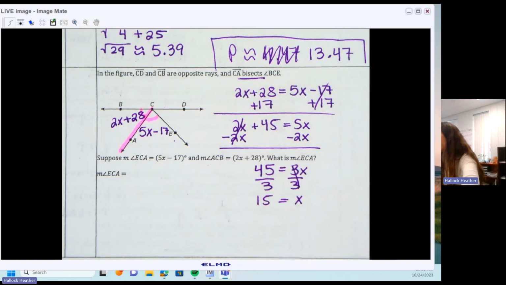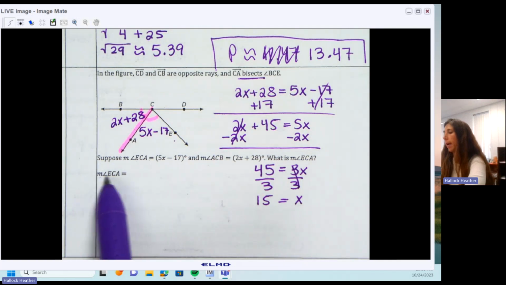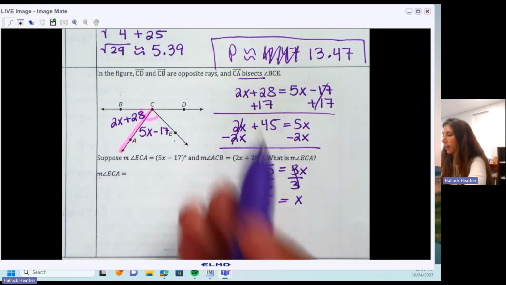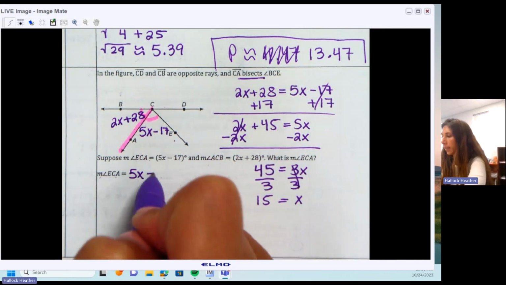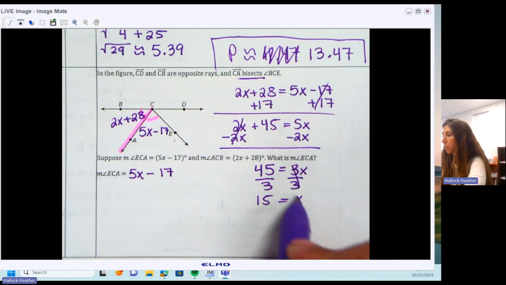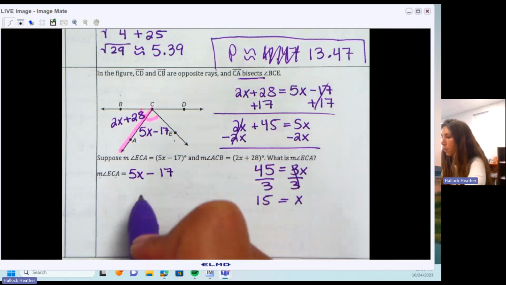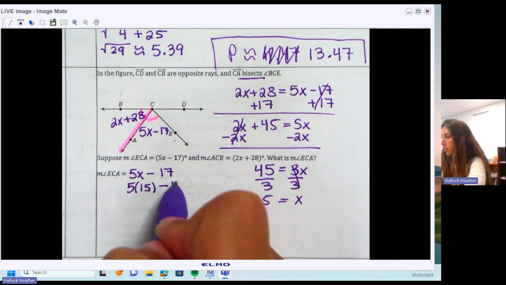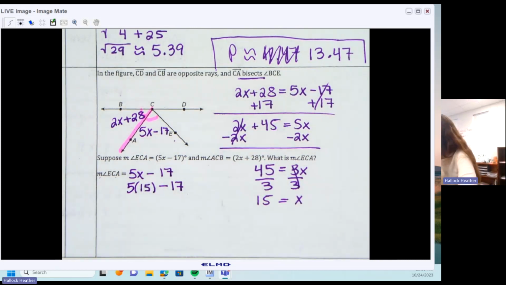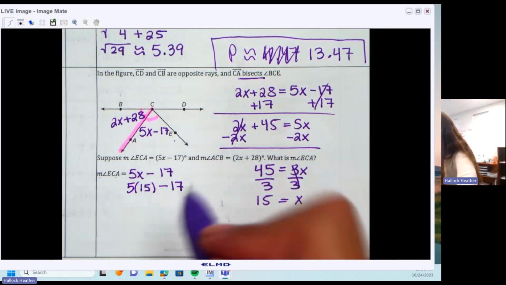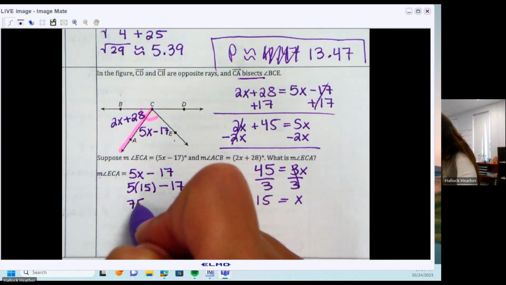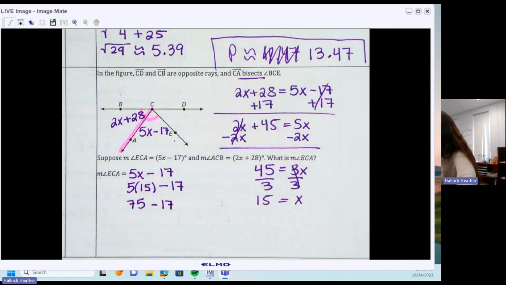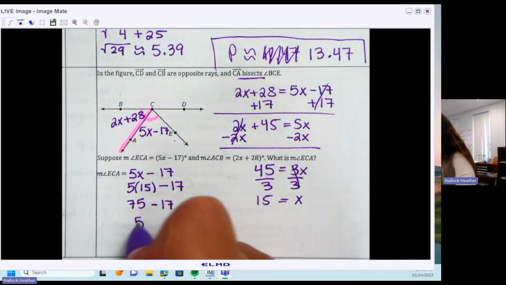Now I'm going to take my x and plug it back in. ECA is technically 5x minus 17. I'm substituting in my x value. So I have 5 multiplied by 15 minus 17. 5 times 15 is 75. Minus 17 is 58 degrees.